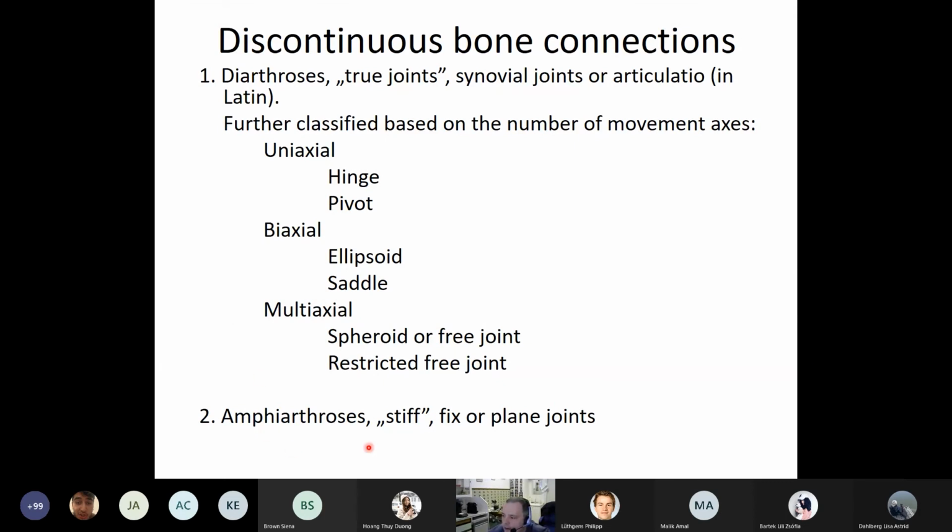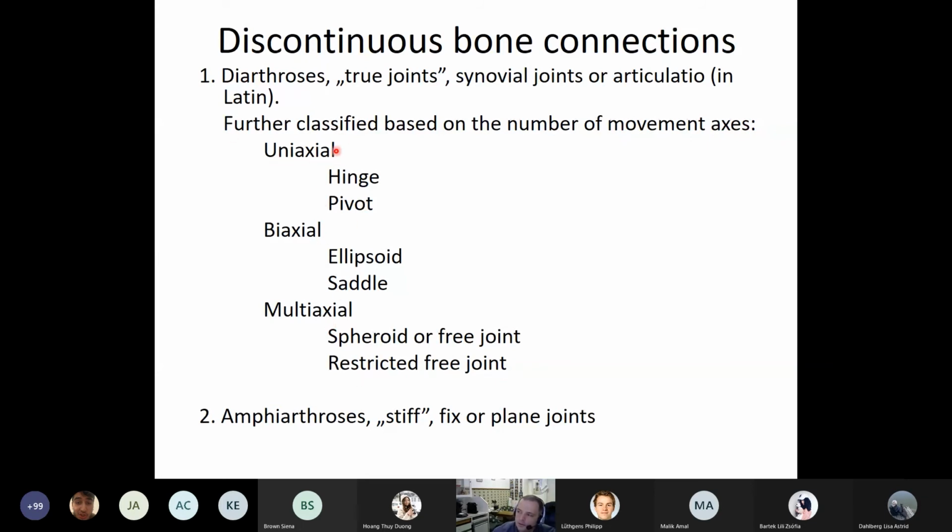And one can define a special subgroup of the diarthrosis, in which case the movement of the joint is practically impossible. It's very, very restricted. In this case, we may call them fixed, plain, or stiff joints, but with the medical term, they are designated as amphiarthrosis. Okay, so this is a specific type. This will be my last slide today. But before that, I will explain and give examples for the uniaxial, biaxial, and multiaxial joints, each of which has its own subgroups.